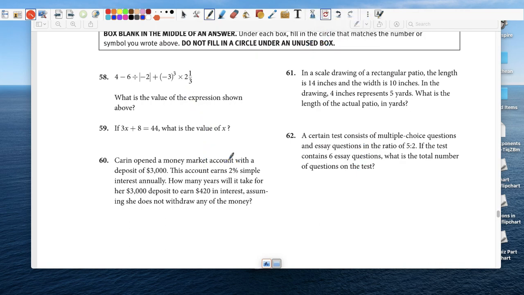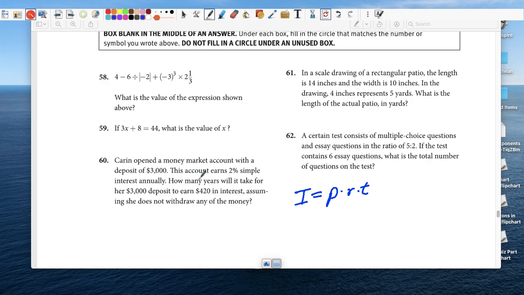She opened a money market account, deposited $3,000, and earns simple interest. You know that I equals PRT. I is the interest that you earn. P is the principal, the money you deposit or borrow. R is the interest rate that they will give you or charge you. And T is the time in years.